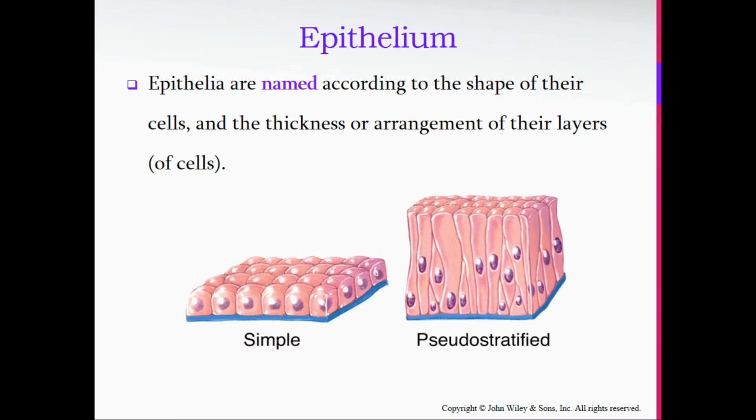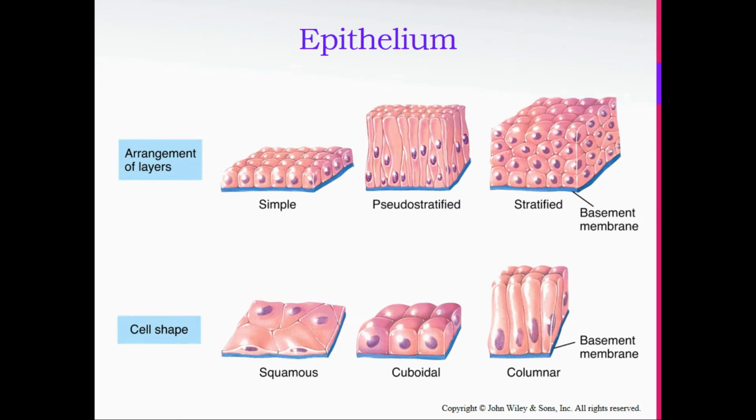Epithelia are named according to the shape of their cells and the thickness or arrangement of their layers. Here they all are. We have simple, which is a single row of cells. We have stratified, which is multiple layers of cells, and pseudostratified, which is a single layer that appears to be more than one. So here the nuclei are not lined up, and it gives the illusion of two layers when in all actuality it's just one. And again, pseudo means false, so that is false stratified. It looks like stratified, but it's really not.